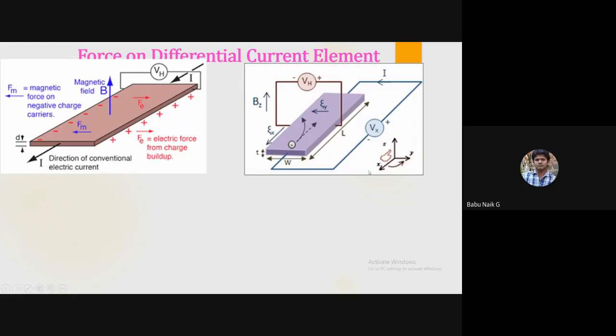Now if you take the flow, it is positive to negative, current is flowing to this plate. So the X direction is this one, and the current is flowing like this. So the velocity of the charges is in the negative direction, that is in the direction of minus A cap X.